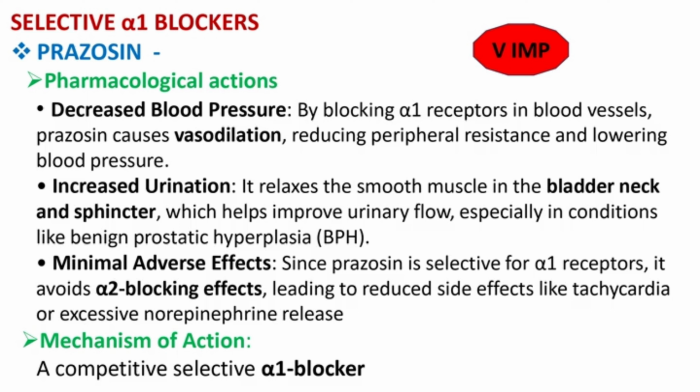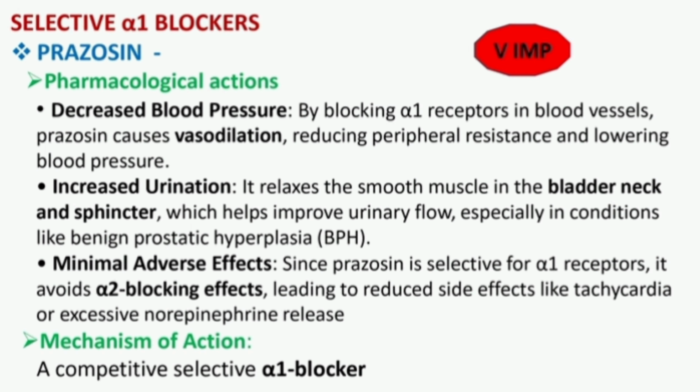The main important pharmacologic action of prazosin is decreased blood pressure. That means it selectively blocks the alpha-1 receptors, mainly in the blood vessels. So prazosin causes vasodilation, reducing the peripheral resistance and lowering the BP.